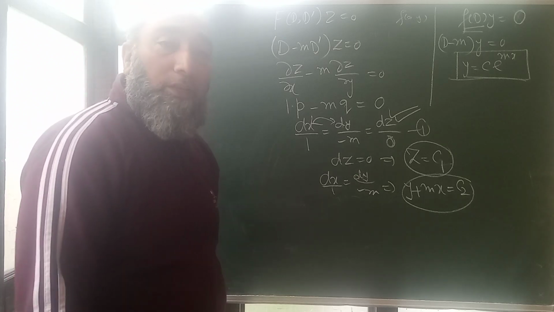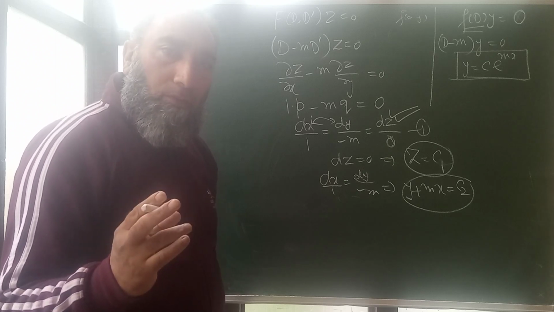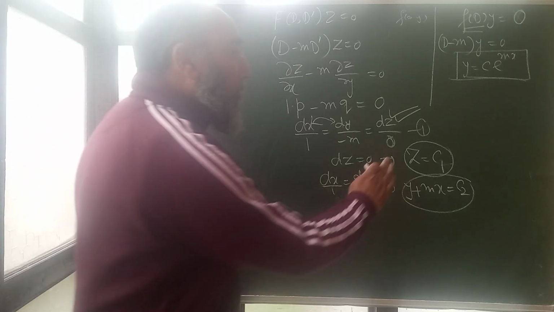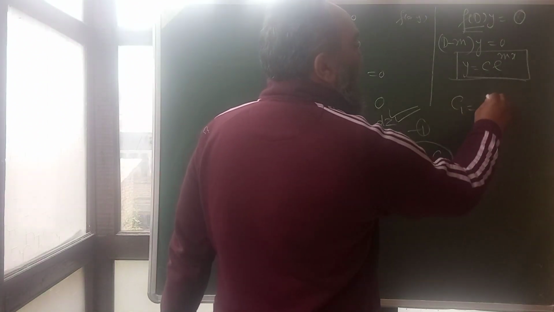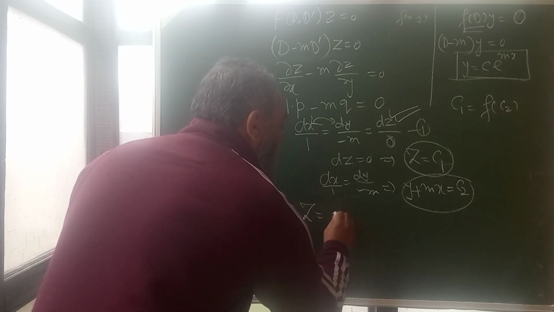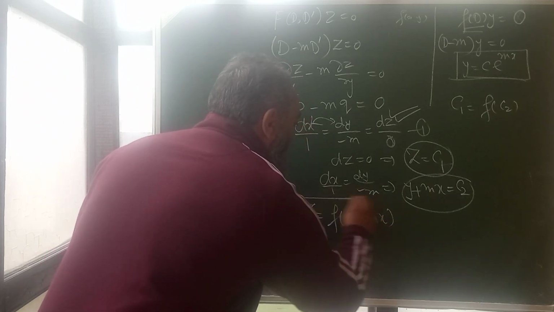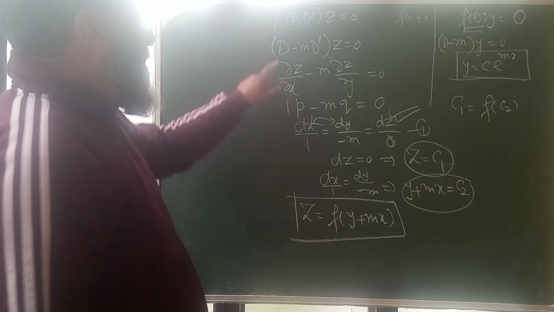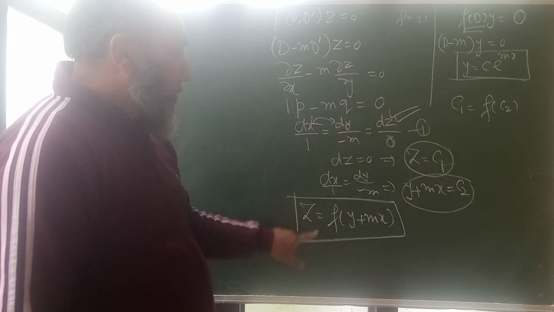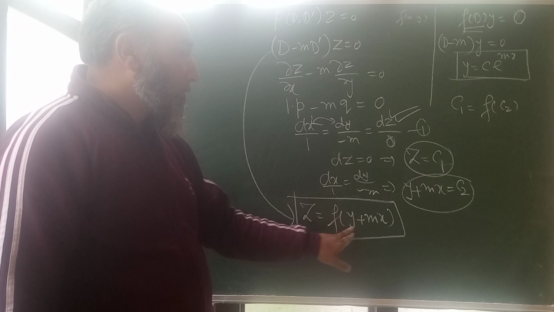Now what is the method of writing the solution? c1 as a function of c2, or c2 as a function of c1, or a function of c1 comma c2 equals 0. Let me write down c1 as a function of c2. What is that? Z equals a function of y plus mx. So this is a solution. If I have a factor of this form, D minus mD dash operating on z equals 0, the solution is always of this form: z equals a function of y plus mx.